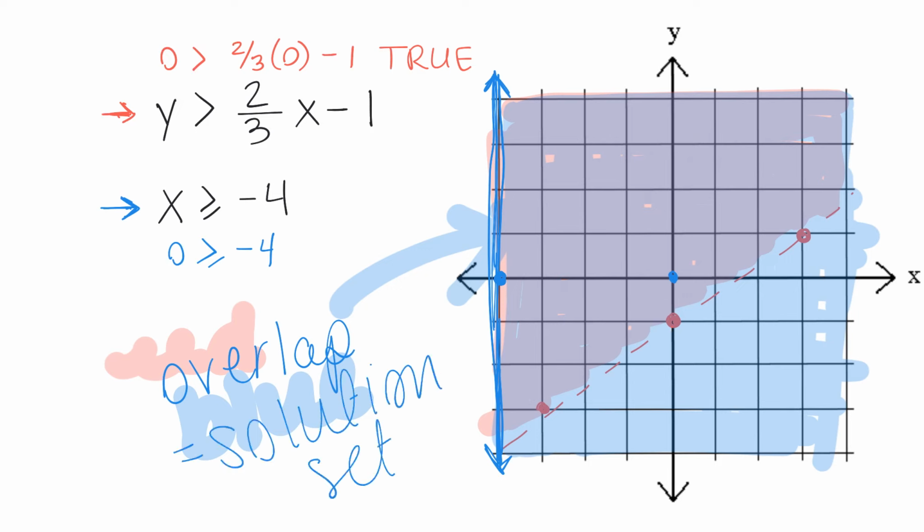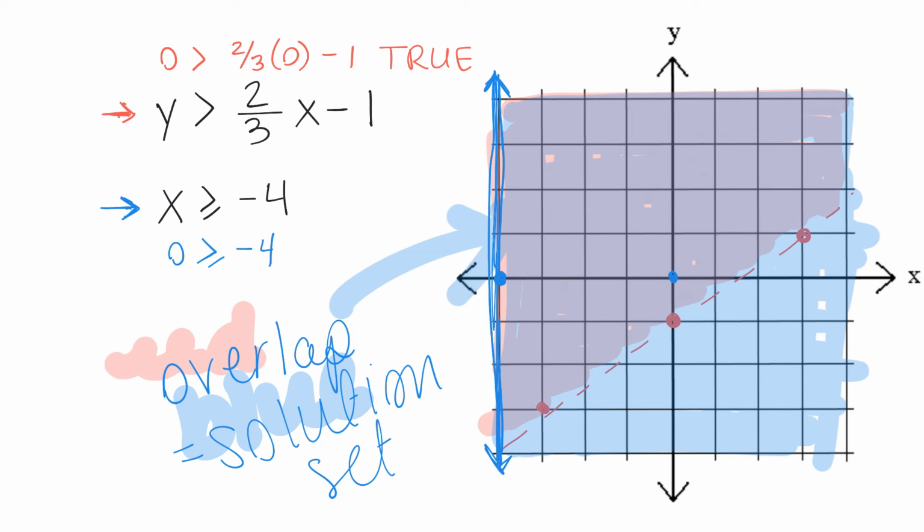That means any coordinate that's in both the red and blue part will make both of these true. If it's only in the blue, it's not going to work for the red, so it doesn't make both of them true. All we've really done is put 2 on our graph, and we're looking for the place where they overlap.